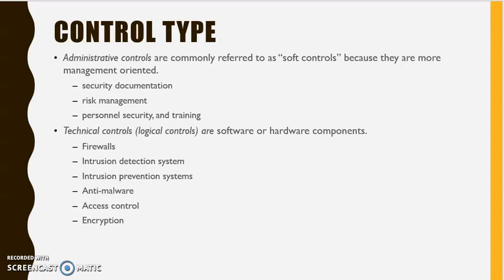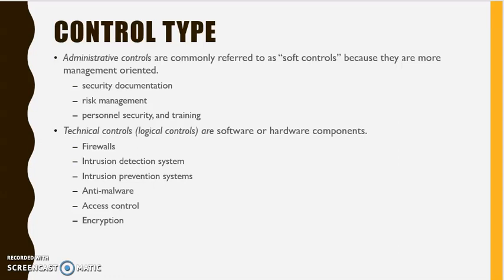Administrative controls are known as soft controls as well. This is mostly about our security awareness trainings, personnel security, our policies and procedure documents, and risk management procedures. All those things come under administrative controls.